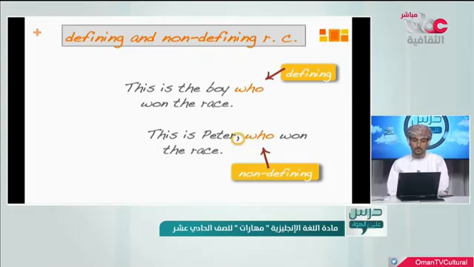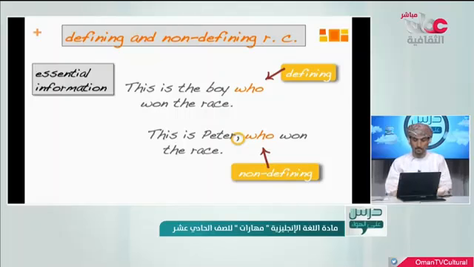Now you notice right away in that second example there's a comma, and that is important. Non-defining relative clauses always have commas between them and the main clause. But outside that comma difference, of course, there's also a difference in meaning. In that first example, this is the boy who won the race. My defining relative clause adds essential information to the main clause. It's information without which I couldn't understand the main clause.